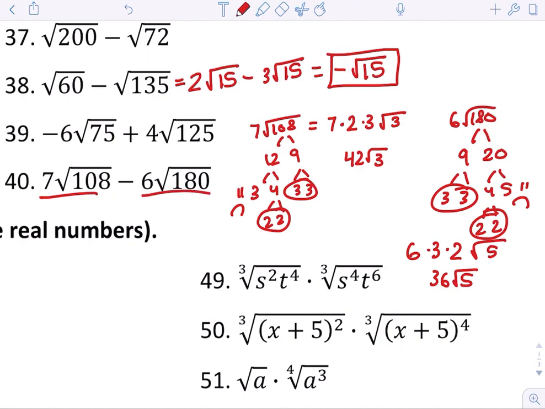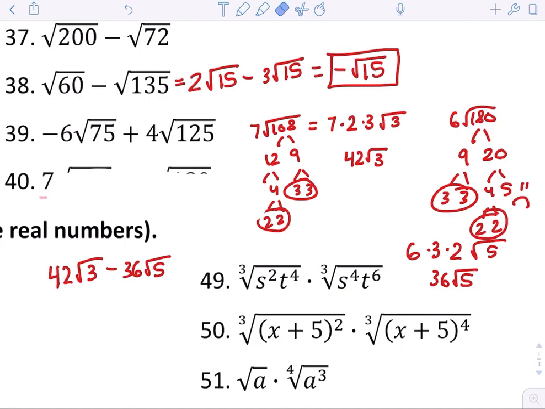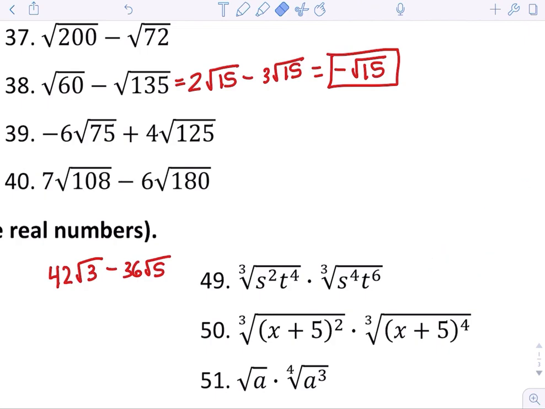So basically, you guys, the 7 radical 108, we found that to be 42 radical 3. And the 6 radical 180, we simplified that and we found that to be 36 radical 5. Radical 3 and radical 5, you guys, they don't have the same radicand, so you can't combine them, so that is our answer. So let me just erase all this. And basically, that is the answer.